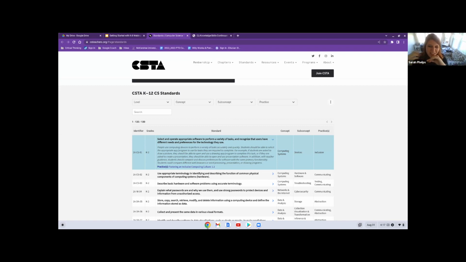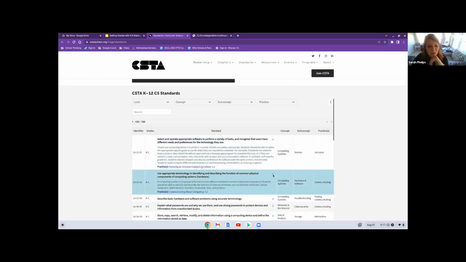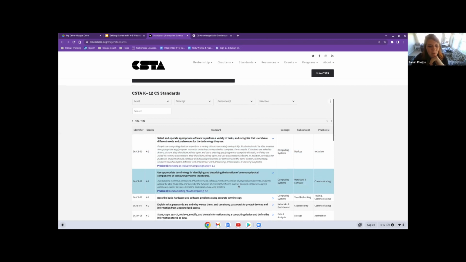It could be as simple as different kinds of games, but it also could be like, hey, we need to type this up. Which would you rather use, Notes or Google Docs? You can do this with any of these standards. You can expand and you can find out a little bit more, right?